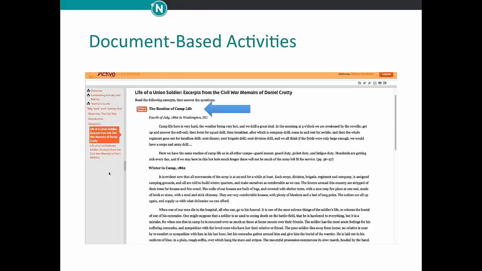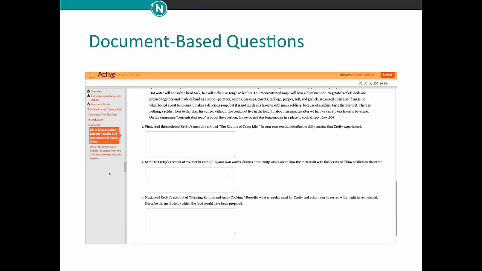And again, if you have seen the Ken Burns series on the Civil War, Sam Watkins is featured prominently in that. So what the students do is they read primary sources. In this instance, they're reading sources from Crotty's diary, and then they answer questions based on what they see. So here are some of the questions. Describe the daily routine, the account of winter in camp, which again I don't have enough space on my slide to show, drawing rations and army cooking.